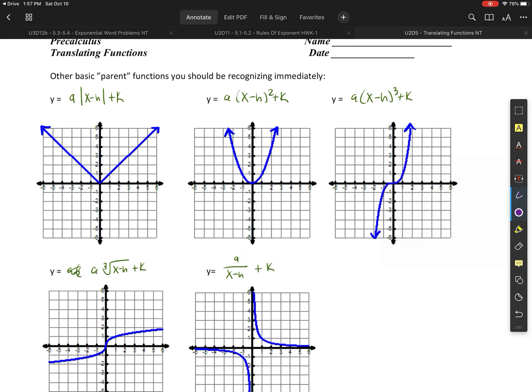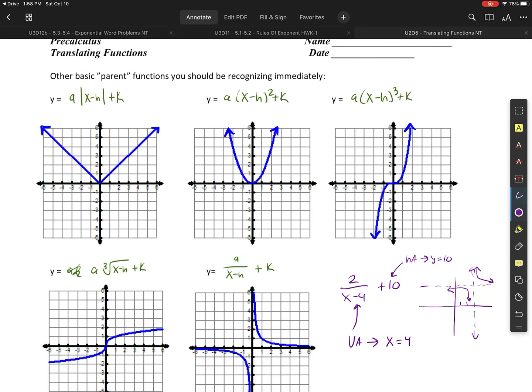That goes back to the idea of if we had 2 over x minus 4 plus 10. Our vertical asymptote is now at x equals 4 because we cannot have 4 in our denominator. The 10 moves our horizontal asymptote up 10, so I could say this is y equals 10. Our graph here would look something like that.